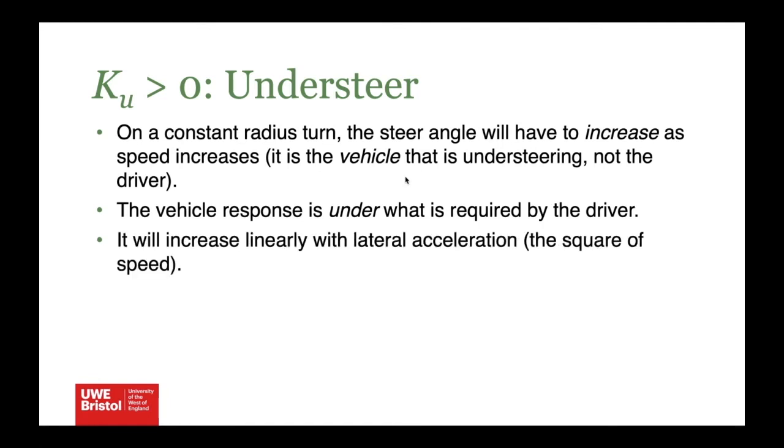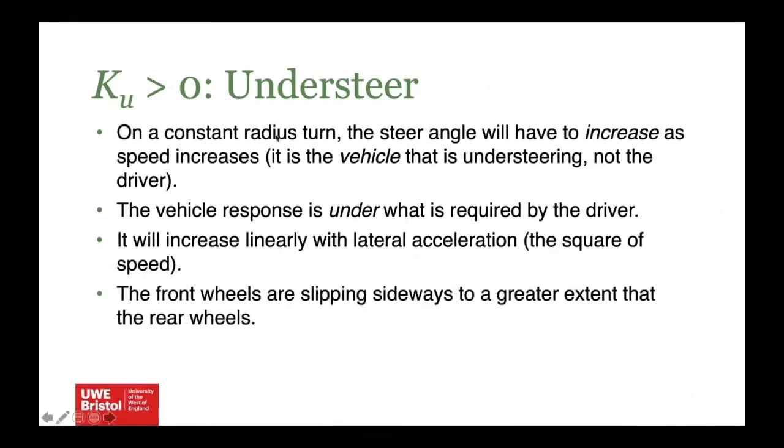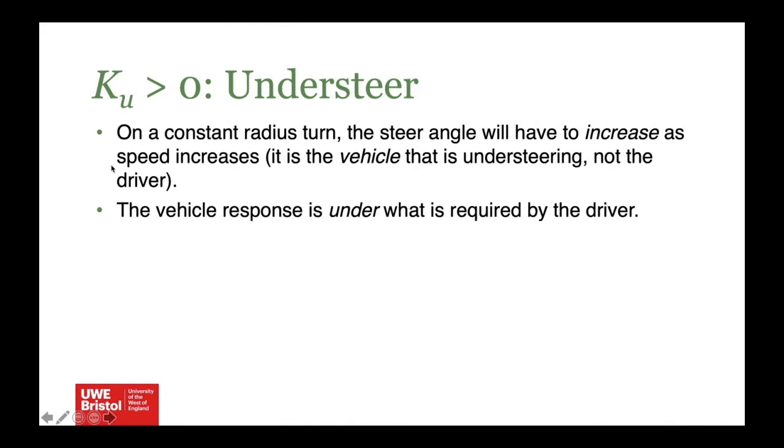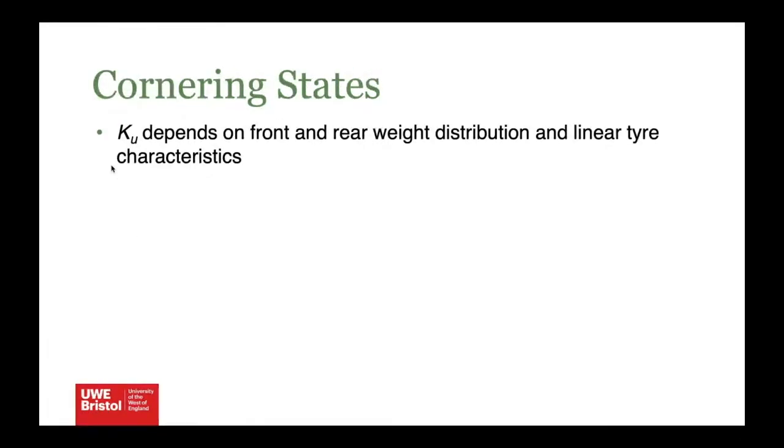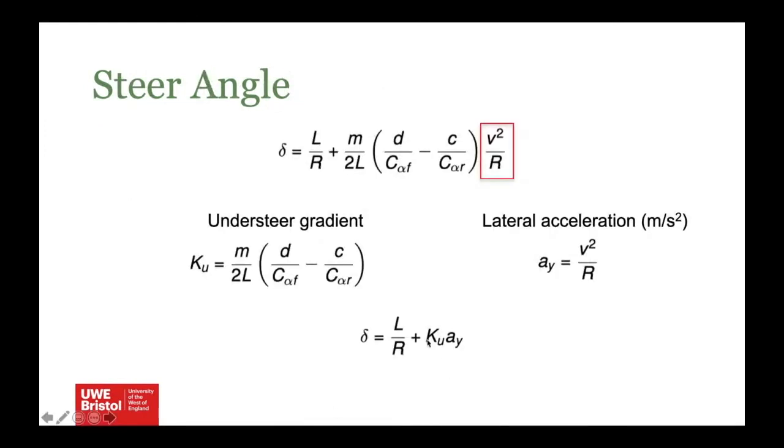It will increase linearly with lateral acceleration, which is obviously based upon the square of the speed. And that, like I said, is your Ku times A. So we go back to the equation. If Ku is positive, as your lateral acceleration goes up, you end up with this value getting bigger as AY increases. So you have to apply more steering lock, because those two are constant, to maintain that radius for the corner.